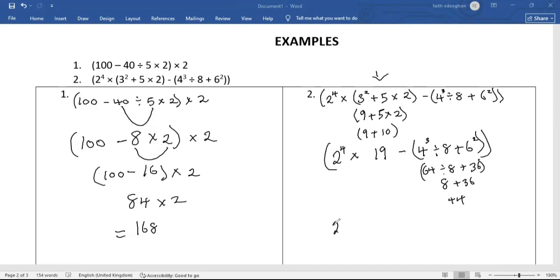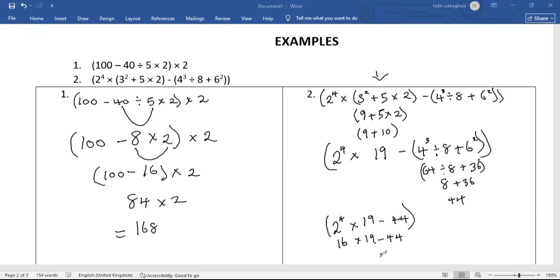Therefore, we have 2 raised to the power of 4 times 19 minus 44. You see how we're reducing our equation. It's becoming smaller. Then the next we do is 2 raised to the power of 4, and that will give us 16 times 19 minus 44.